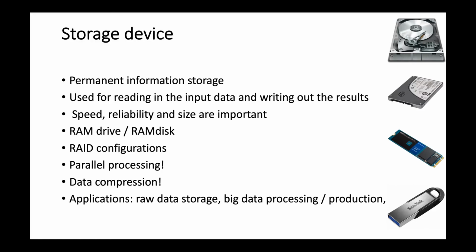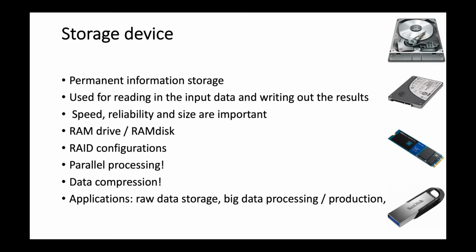The other usual RAID configuration is when you are merging two hard drives and merging their storage space. So if you have 1 terabyte and 1 terabyte SSDs, you can make a 2 terabyte storage from those two. It will increase the speed, but it won't do anything with the data safety, of course. And there are many different combinations of these two. Parallel processing is again very important from the storage device point of view as well.